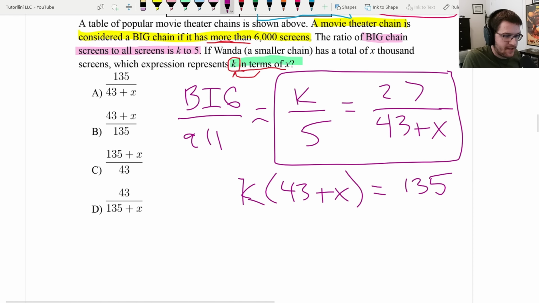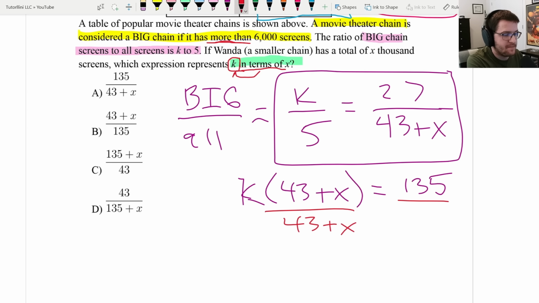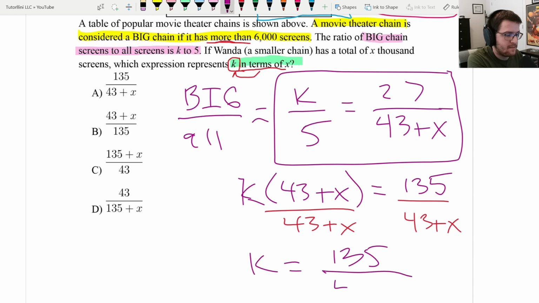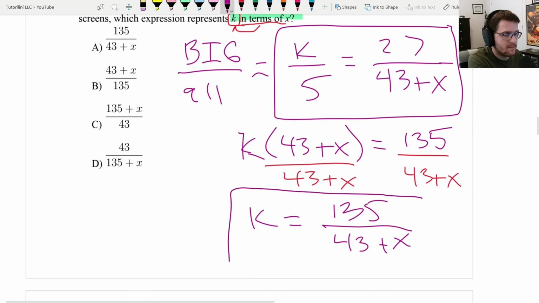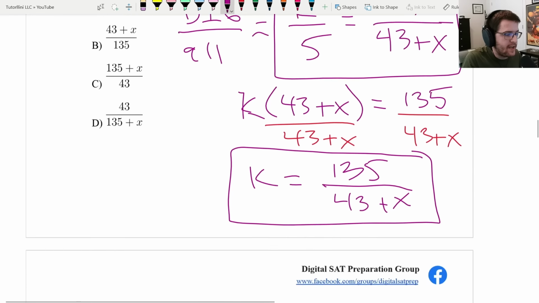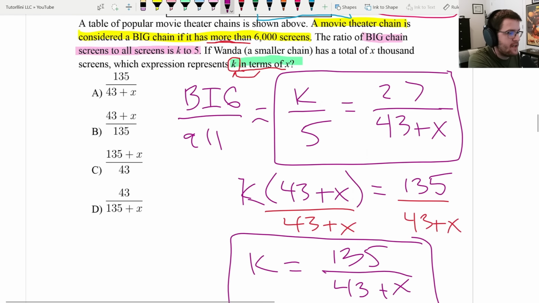Okay, and now we're going to get the k by itself. Well, I'm not going to distribute because that would then just mix the k with the x, which we don't want. What I am going to do, though, is to get this k by itself, I'm going to divide by the thing that it's getting multiplied by, which is 43 plus x. We're going to divide both sides by 43 plus x. And I get k is equal to 135 over 43 plus x. And let's look at the answer choices. That is answer choice A, which I believe is the correct answer.